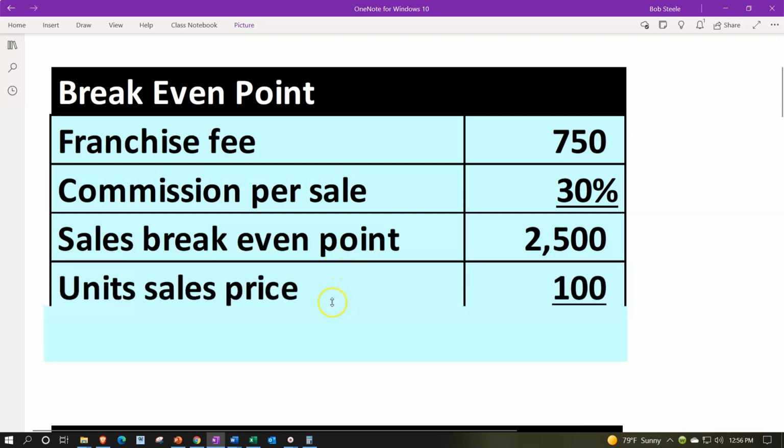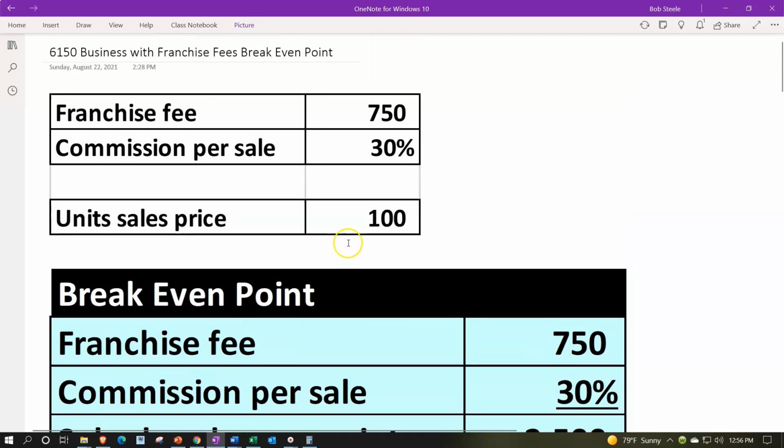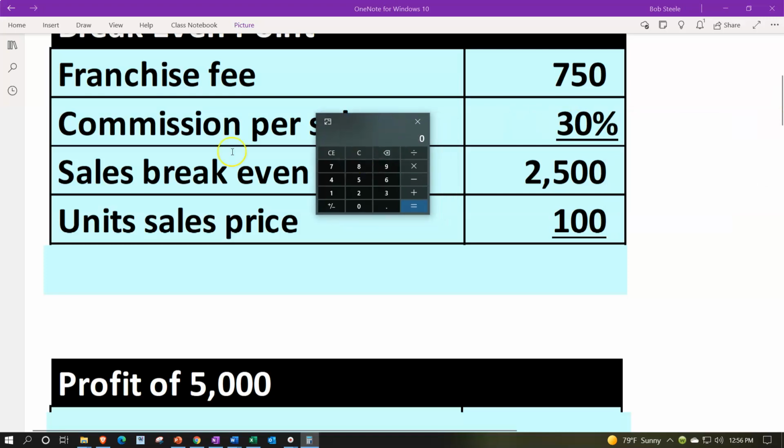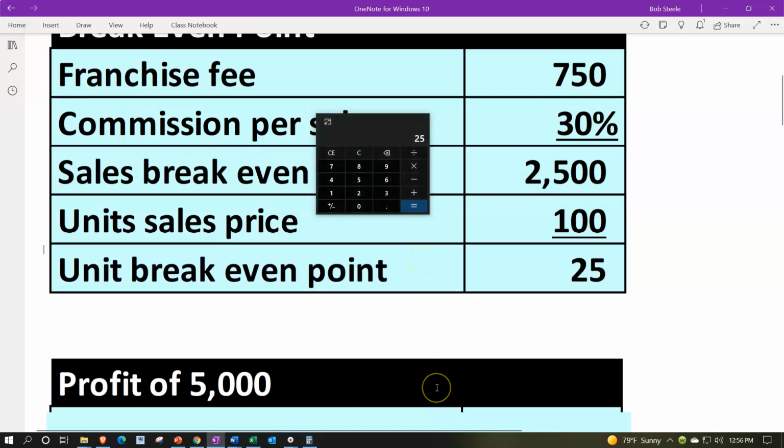So then we can take that. If we're saying we're going to sell the units that are going to sell for $100, then how many of these things would we have to sell? Well, if I've got to get $2,500, 2,500 divided by $100 per thing that we're selling, we would have to get 25 of these things sold in order to clear at least the franchise fee, just to be breaking even.